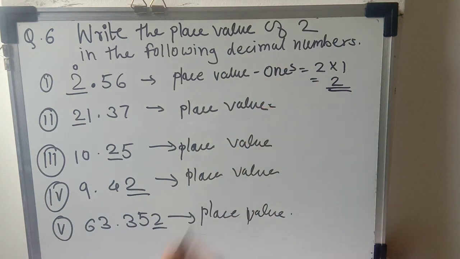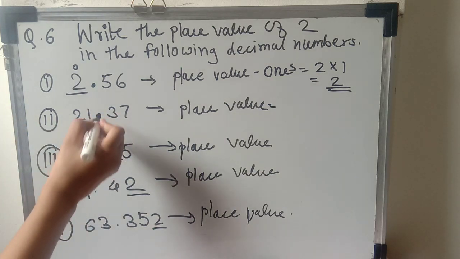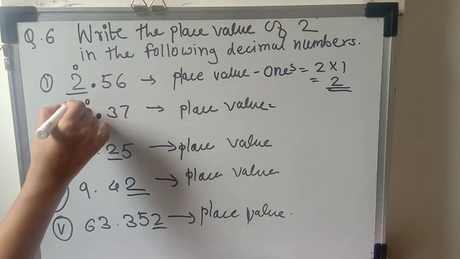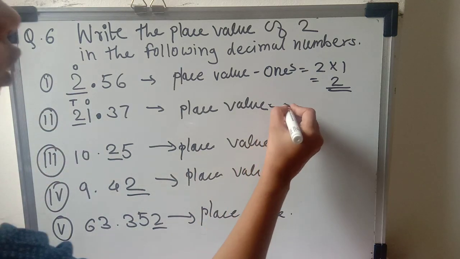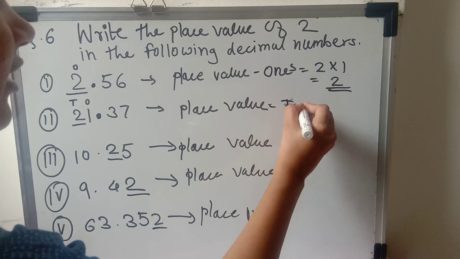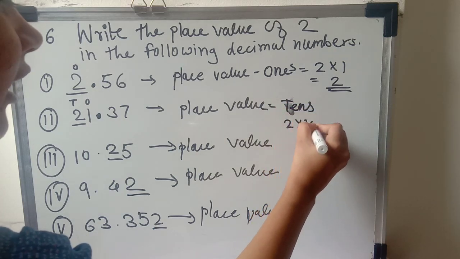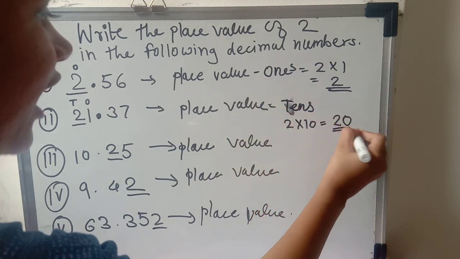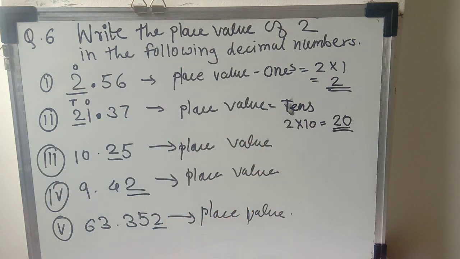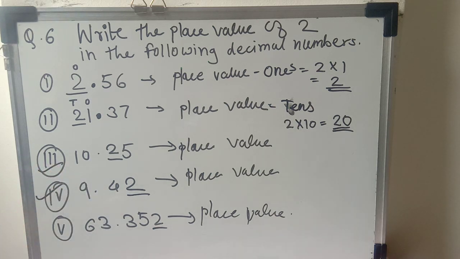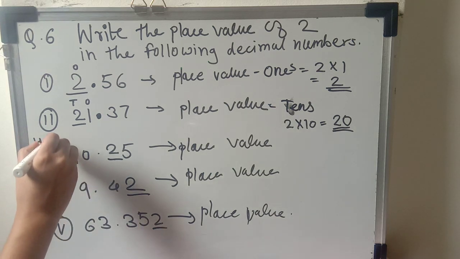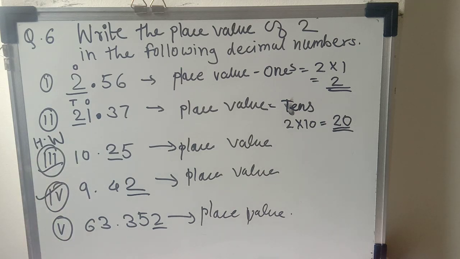In the second example you will see this number. Okay, so before the decimal this is ones and this is 10. So in the second example 2 is on the tens place, so here we can write tens. Okay, so 2 multiplied by 10 is equal to 20. So the value of 2 is 20 over here. Now in the third, fourth and fifth, third and fourth you have to solve as homework. Okay, these questions are for homework. And the fifth one I am going to solve.